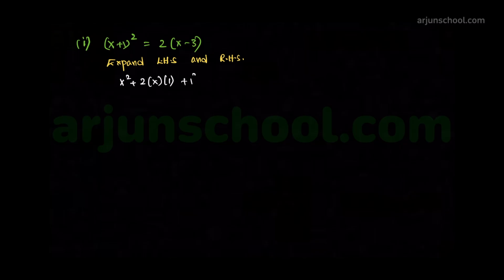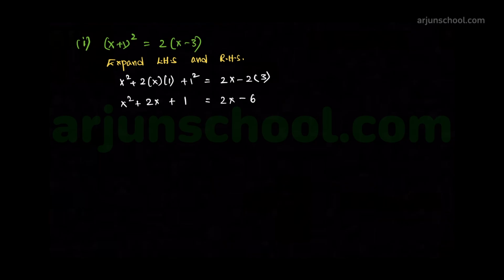First problem: x plus 1 whole square is equal to 2 into x minus 3. Expand the left and right hand side terms. X plus 1 whole square can be written as x square plus 2 into x into 1 plus 1 square. We have just used a plus b whole square is equal to a square plus 2ab plus b square. Now on the right hand side, 2 into x minus 3 is equal to 2 times x minus 2 times 3. X square plus 2x plus 1 is equal to 2x minus 6.